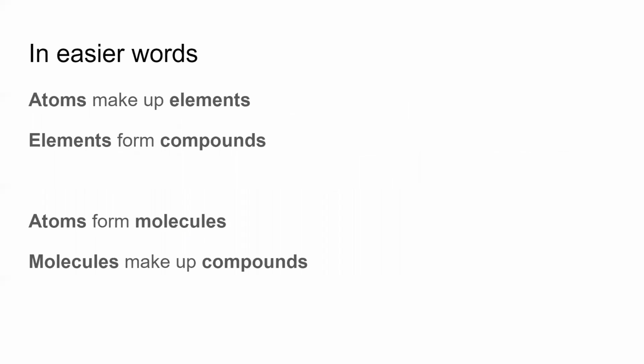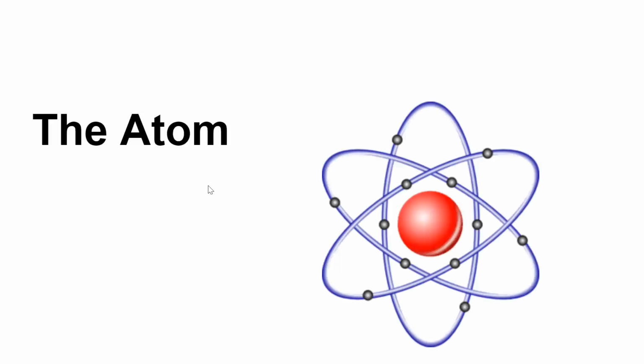So in easier words, atoms make up elements and elements form compounds. Atoms form molecules and molecules make up compounds. So here the words make up and form are very important. Okay, this probably confuses you a bit more, but just know that atoms and elements are parallel and molecules and compounds are parallel. That's basically it. Okay, so now we're going to talk about the atom.